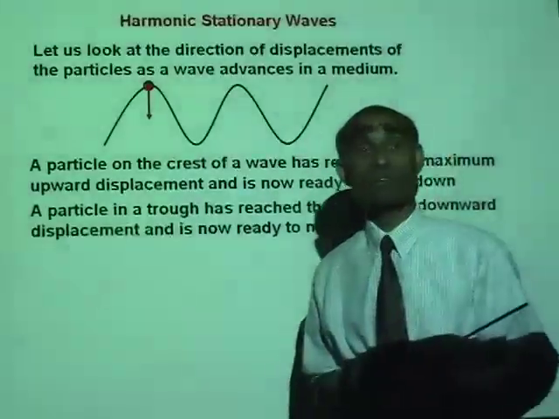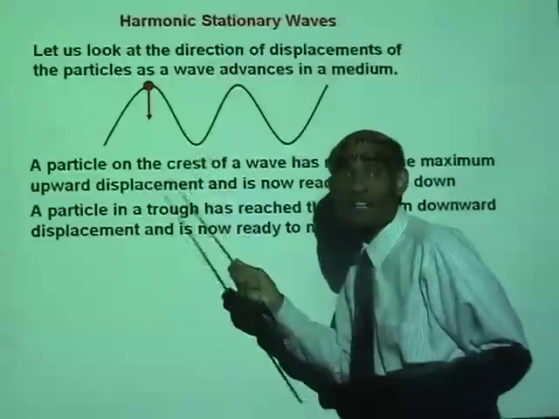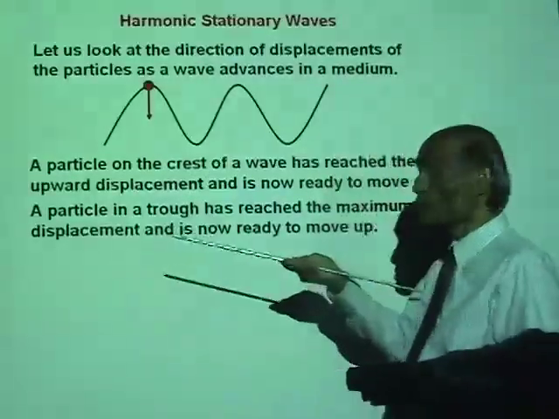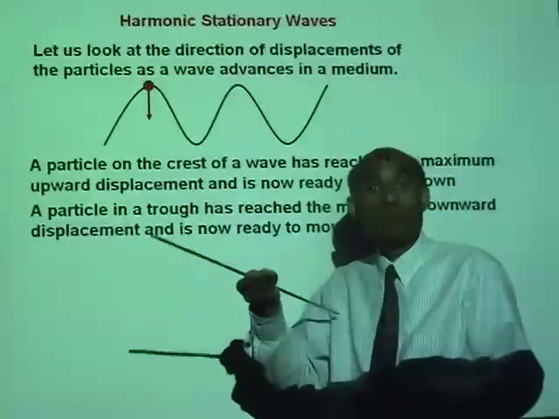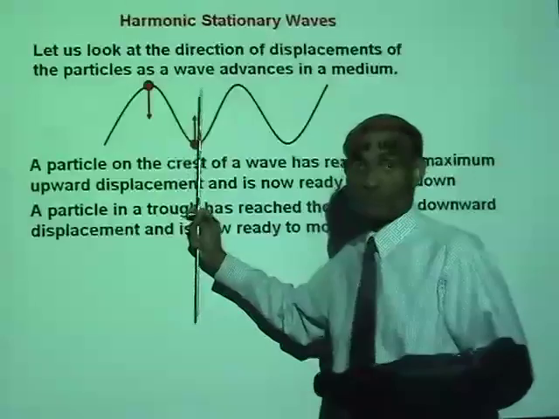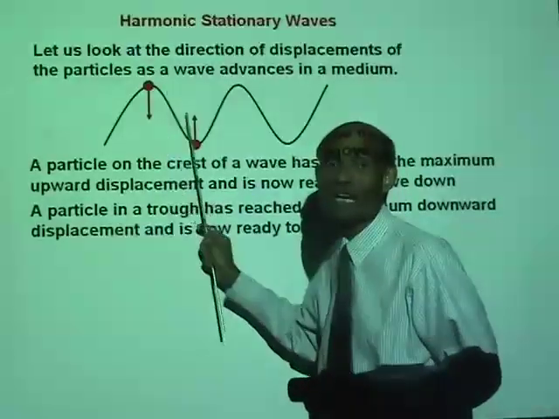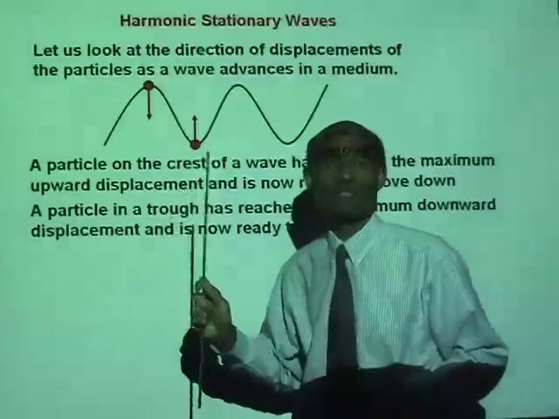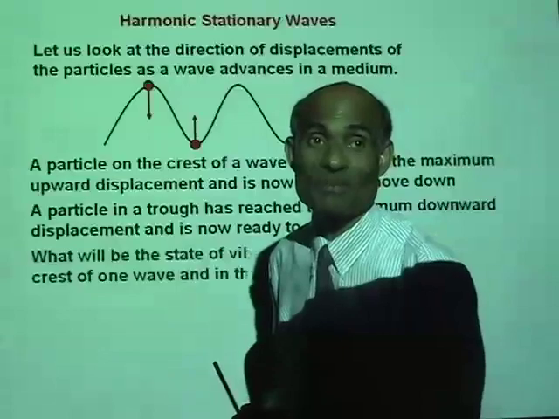How about a particle on a trough? A particle on a trough has reached the lowest possible point in its displacement and is now beginning to move up. That means the direction of motion of a particle on a crest is opposite to the direction of motion of a particle on a trough.